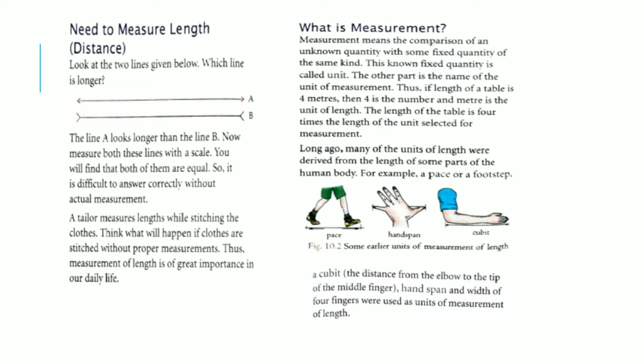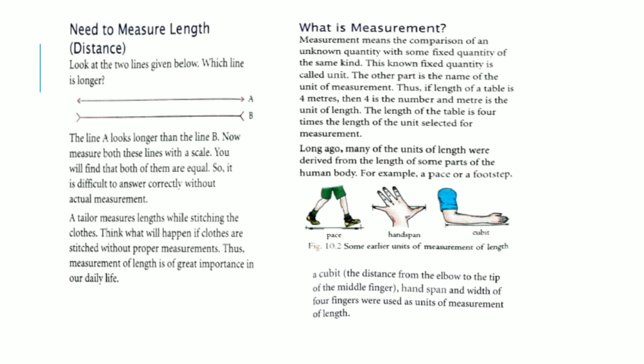So, what is measurement? Measurement is nothing but comparison of an unknown quantity with some fixed quantity of the same kind. This fixed quantity is called what? Unit. The other part is the name of the unit of measurement. For example, if the length of the table is 4 meters, then here 4 is just a number and meter is the unit of length. So the length of the table is 4 times the length of the unit selected for measurement.